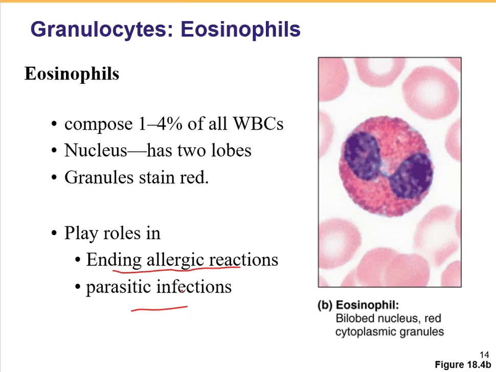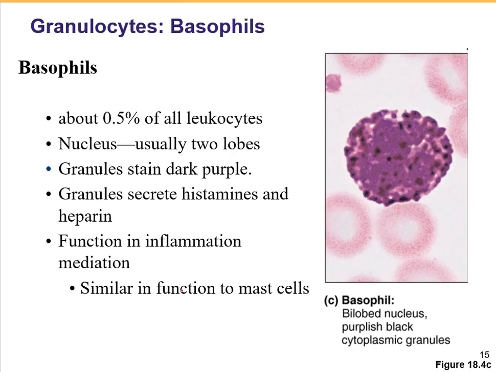Similarly, when our body is invaded by parasites, eosinophils are there to help fight them off. They release toxic substances that are particularly effective against parasites, helping to neutralize and destroy them. So if there is a large amount of eosinophils, more than the normal amount, it means that there should be an infection like a parasitic infection or an allergic reaction.